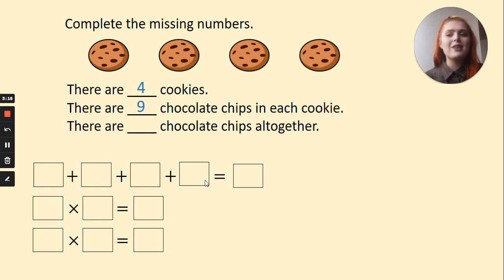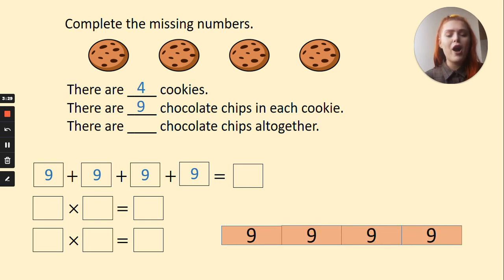Well, we can use our number sentences to help us. 9 add 9 add 9 add 9. You might write that out, or you could even draw that as a bar model. When we add 9 together 4 times, we get the total 36. So we know that there is 36 chocolate chips all together.